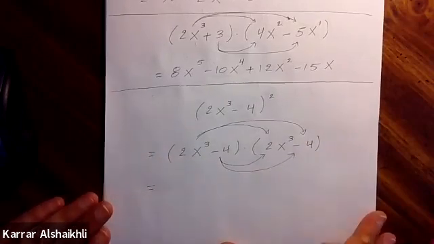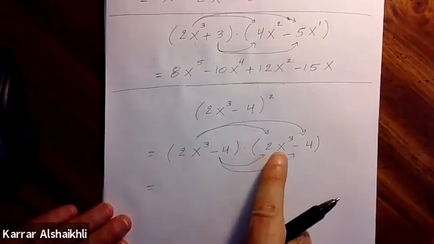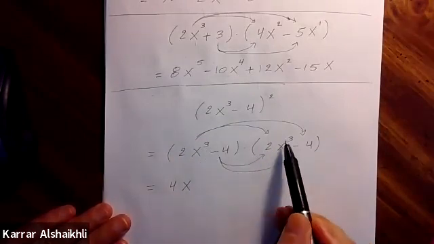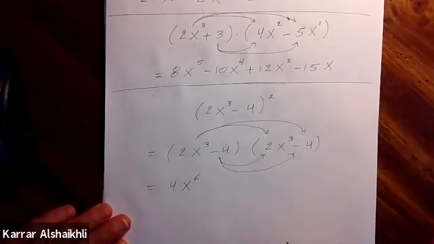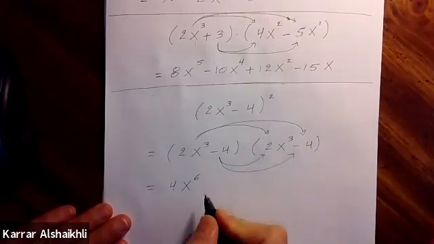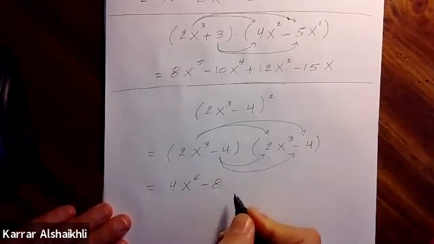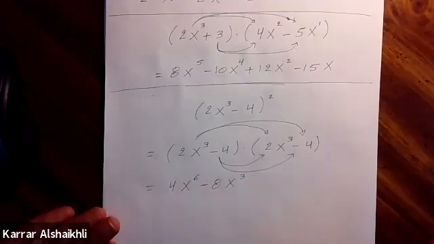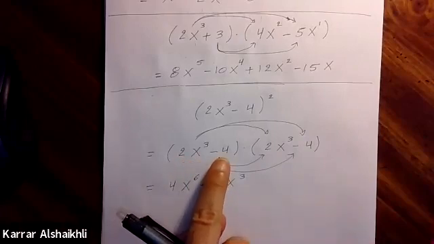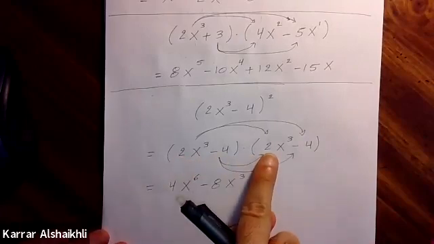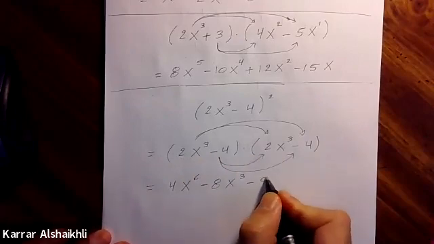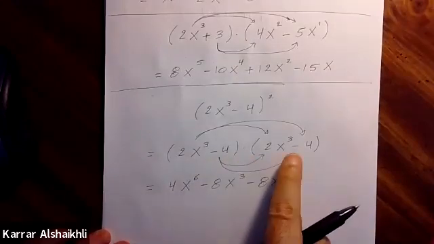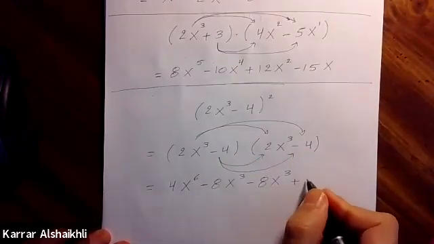So this one is going to be equal. 2 times 2 is going to be 4. Here's the x, add the exponents, 3 plus 3 is going to be 6. 2 times -4 is going to be -8. There is no x here, so I'm going to write down the x cubed. So we're done with this one. Now let's go to the second one. -4 times 2 is going to be also -8x cubed. -4 times -4 is going to be plus 16.